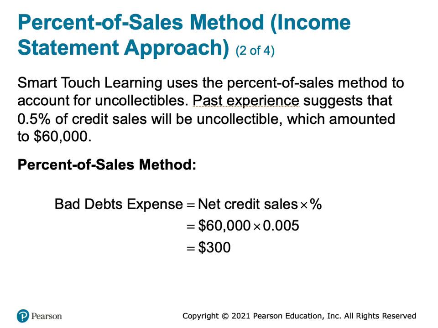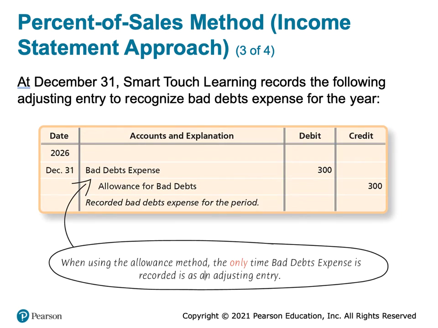So we have this example where we use the percent of sales method. Past experience suggests that 0.5% of credit sales will be uncollectible, and we have net credit sales of $60,000. The calculation of bad debt expense is net credit sales times our estimated percent: 60,000 times 0.5% gives us $300. Our adjusting entry at the end of the year to recognize bad debt expense would be a debit to bad debt expense and a credit to allowance for bad debts for $300.